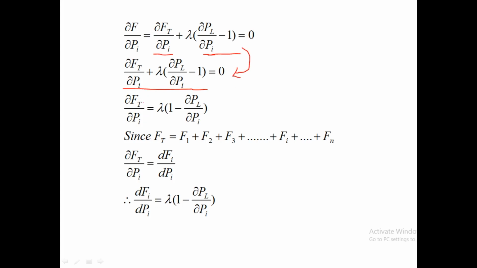Now this term is taken to the right side. Dou ft by dou pi equal to lambda into 1 minus dou PL by dou pi, just reversed, because when taking it to the right side it becomes negative. Now ft equal to F1 plus F2 plus F3 plus etc. plus Fi plus Fn, so it can be written as dfi by dpi. So dfi by dpi equals lambda into 1 minus dou PL by dou pi. There is a difference: earlier it was equal to lambda, but there is an extra term here, 1 minus dou PL by dou pi.